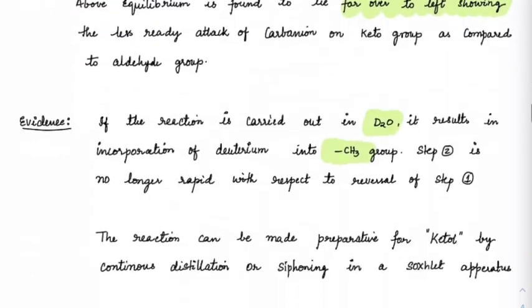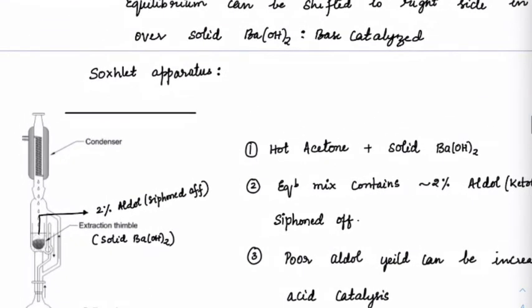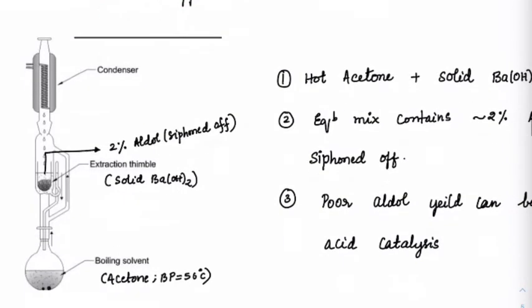So how can we do that? This can be done by an apparatus called the Soxhlet apparatus. Now see what the Soxhlet apparatus is. In the Soxhlet apparatus, we take a ketone almost near its boiling point. Got it? So, for example, if you take any keto form, the example we are taking here is acetone.